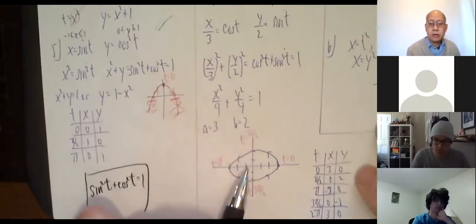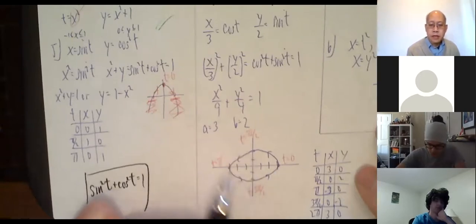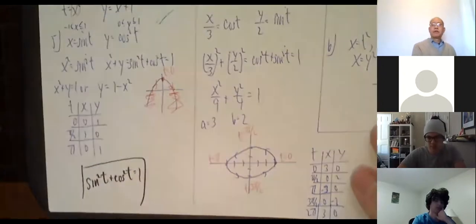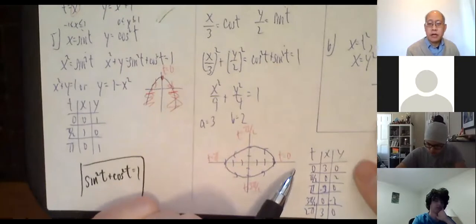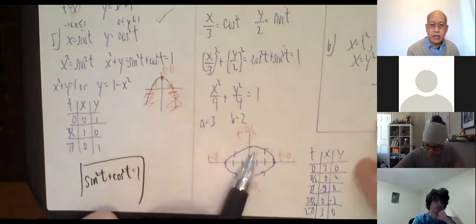Okay, so I go 3 to the left and right, 1, 2, 3, 1, 2, 3. 2 up and down, and go like that. Okay. But now, which direction are we going? That's why I have to make a little mini chart and see what happens. Okay, so I know it's part of this ellipse.